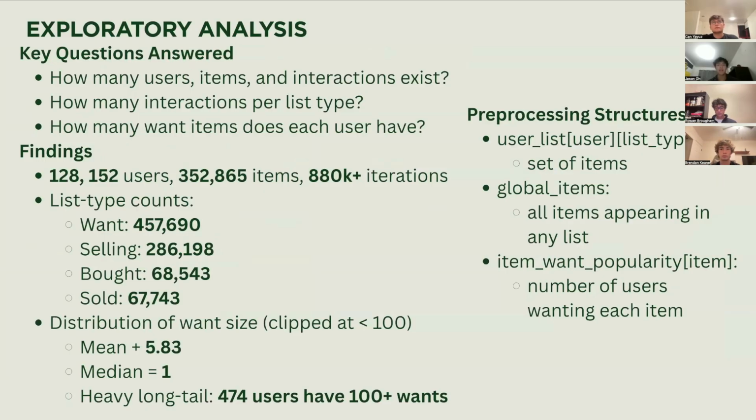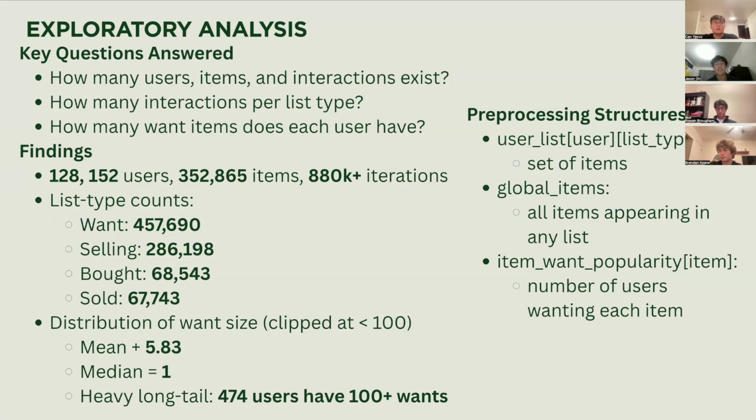And so on this slide, we dug deeper into the structure of the data set by breaking everything down more precisely. We have 128,000 users, 352,000 items, and over 880,000 total interactions when combining bought, selling, want, and sold lists. If you look at the list type count, want is by far the most common type of interaction with about 458,000 events. That makes sense because users mark many items they're interested in, but they obviously buy and sell far fewer items.